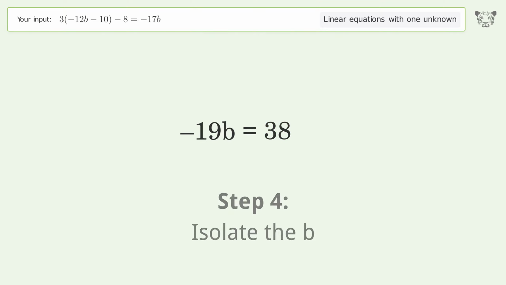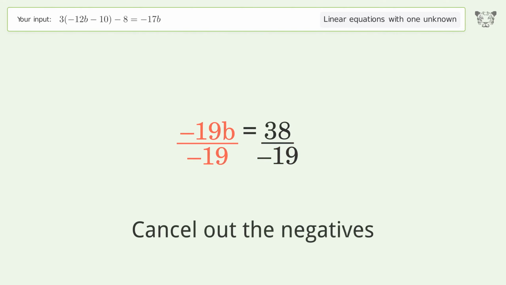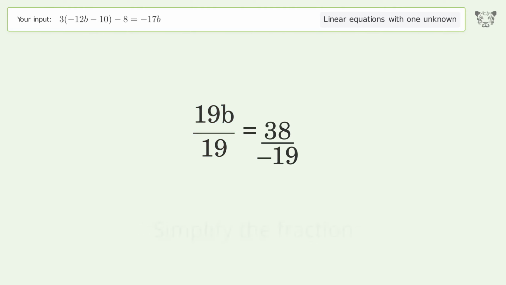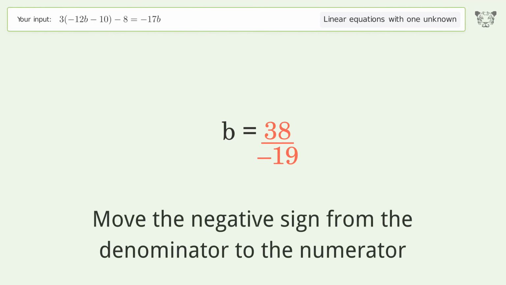Isolate the b. Divide both sides by -19. Cancel out the negatives. Simplify the fraction. Move the negative sign from the denominator to the numerator.